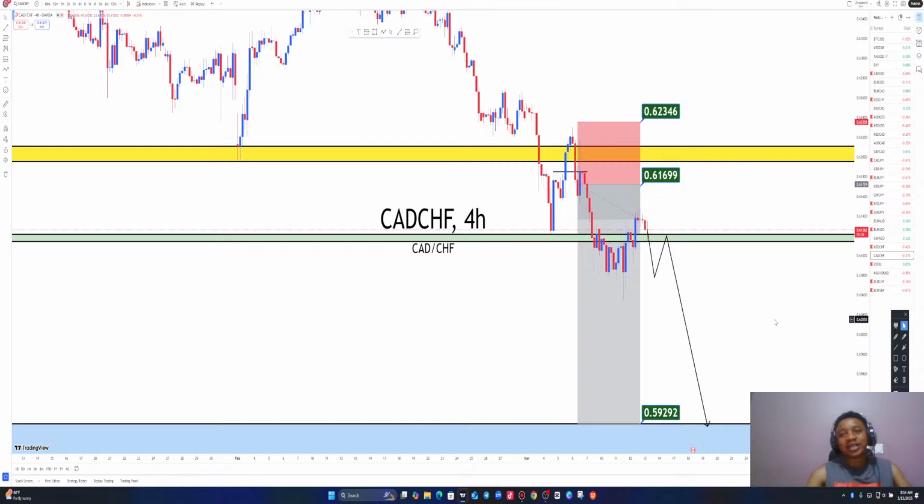On CAD CHF, like I said, we've already hit TP1 with our last week signal on this one. We're expecting TP2 to hit. Make sure that your SL is also at entry, which I did mention in the free signals group.